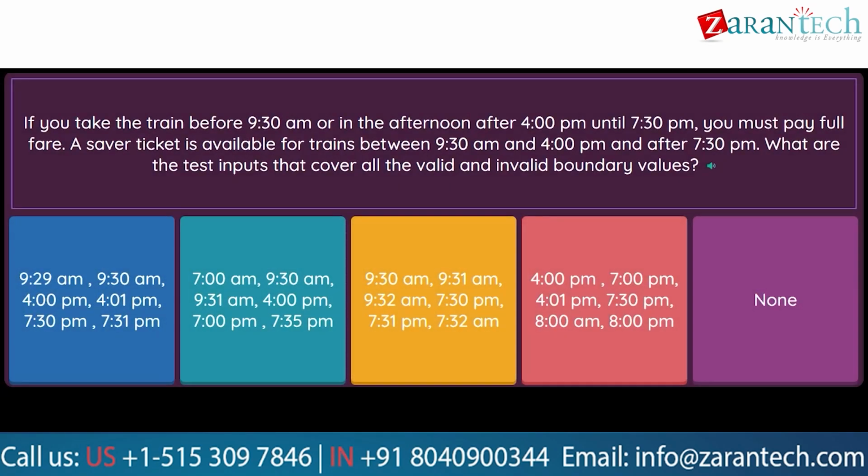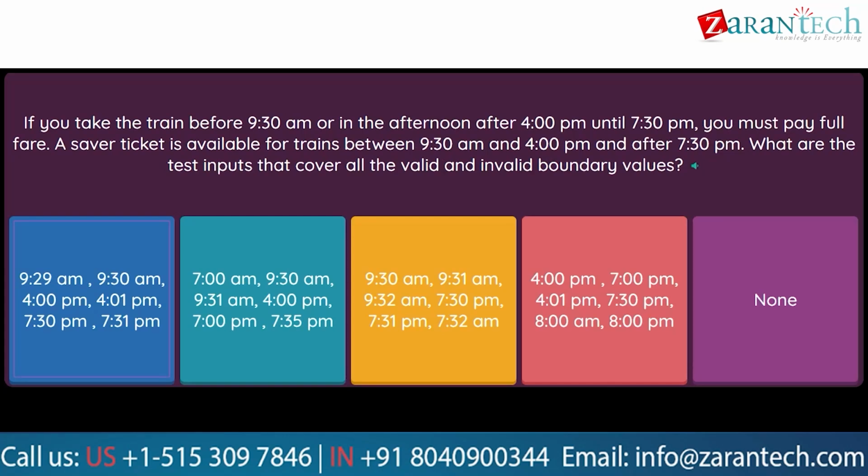Question: if you take the train before 9:30 a.m. or in the afternoon after 4 p.m. until 7:30 p.m., you must pay full fare. A saver ticket is available for trains between 9:30 a.m. and 4 p.m. and after 7:30 p.m. What are the test inputs that cover all the valid and invalid boundary values?